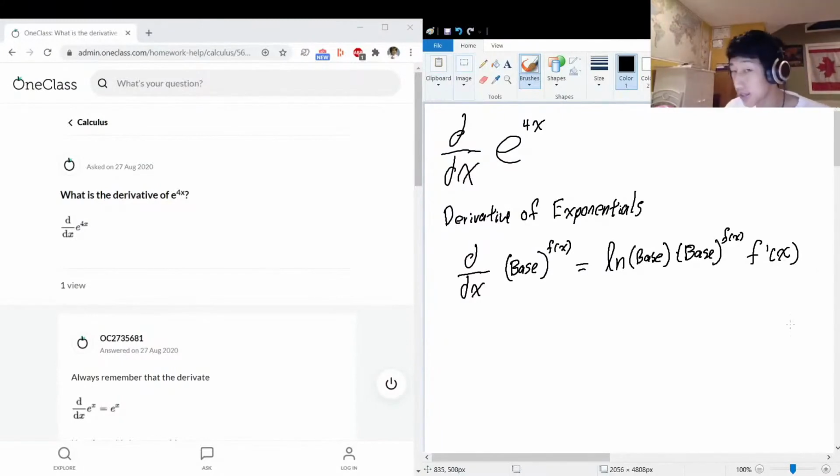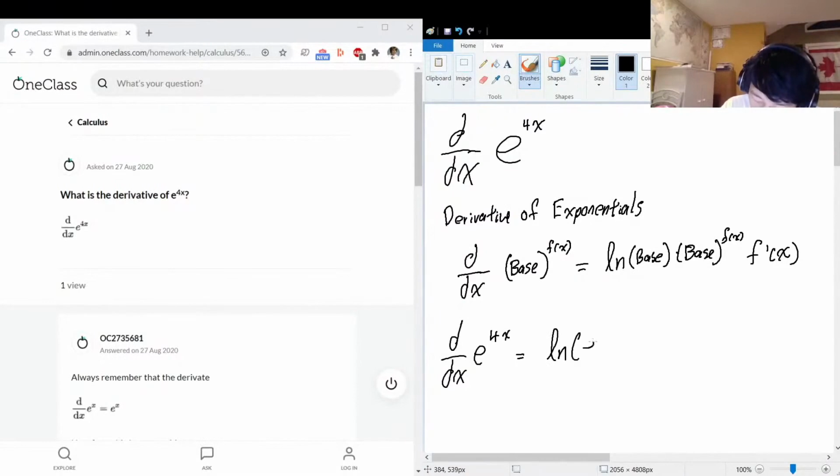Okay, so this is the general formula for the derivative of exponentials, and let's insert e to the power of 4x into our general form, and we should come to a beautiful conclusion. Okay, so just to rewrite it, d over dx of e to the 4x. The base in this case is e, so we got to do the natural logarithm of e. Now, just as a hint, this is equal to 1.